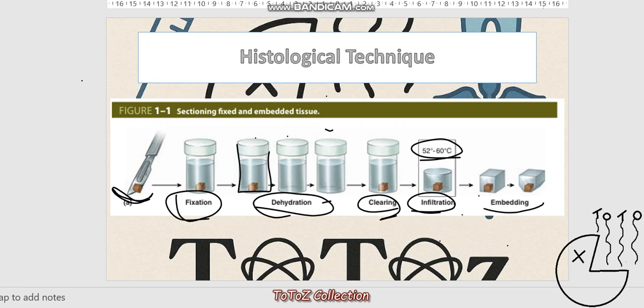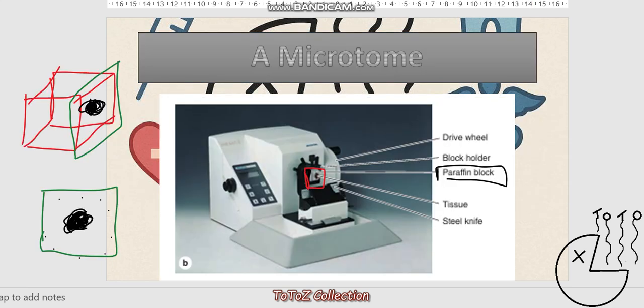Lastly, we embed it, simply meaning we cool down that paraffin, and we have our block of solid paraffin with the tissue inside it. Next up, we put it into this microtome and cut it into our desired size, and that is basically the whole process. So next up, we are supposed to look at how we stain these guys.